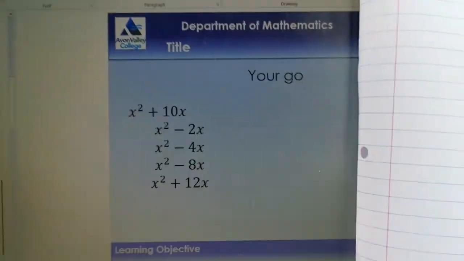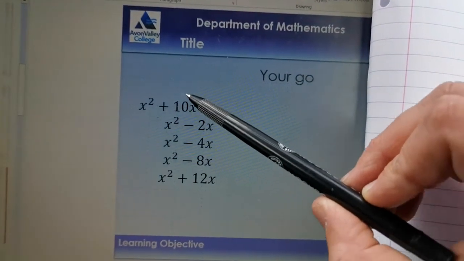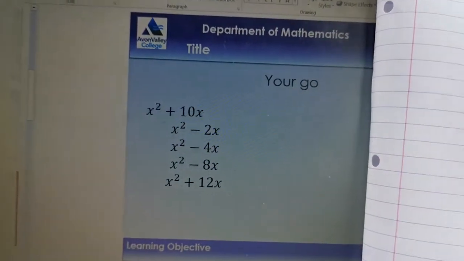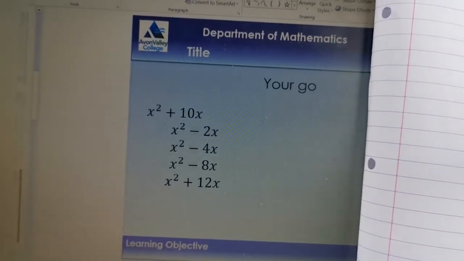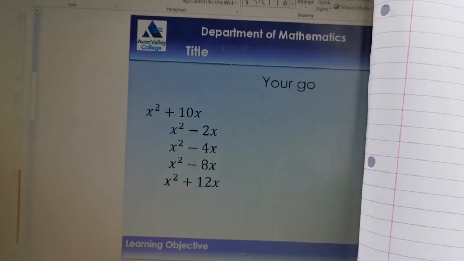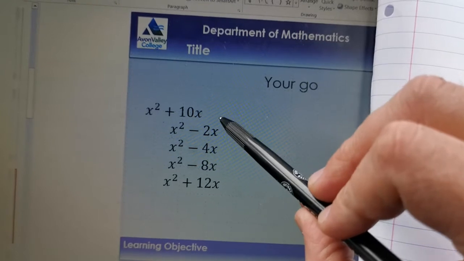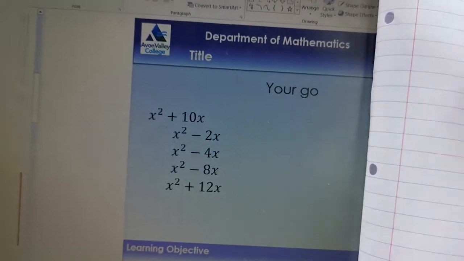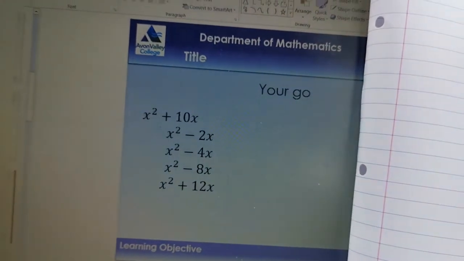For this one, x squared plus 10x, you're going to halve the 10, and so it's going to be x plus 5 squared. You're going to work out what x plus 5 squared would give you. It would give you x squared plus 10x plus something. But because we don't have the number at the end here, we're going to take that away, so we're left with just x squared plus 10x.